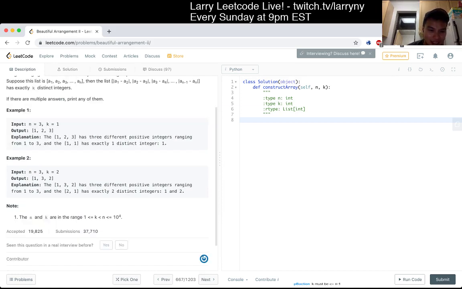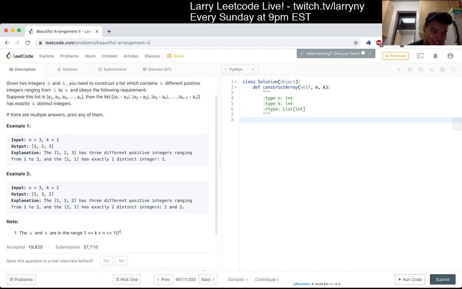Oh, k must be smaller than n. Okay. Thanks for the heads up, PB action. For a second, I read bacon. Maybe I'm a little hungry today.